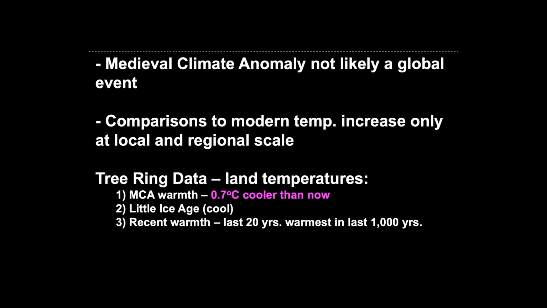Tree ring data basically talks about the fact that this medieval climate period was about 0.7 of a degree cooler than it is today. A little bit of an ice age post that point. And the reason is warmth, meaning the last 20 plus years, it's really the warmest it's been in about a millennium. So you can begin to sort of associate what's happening now to what happened during this medieval climate anomaly.